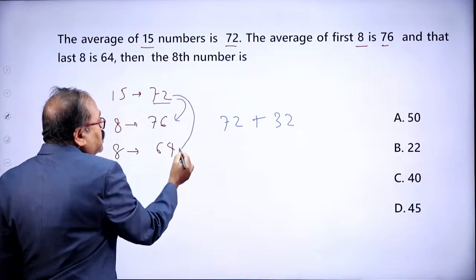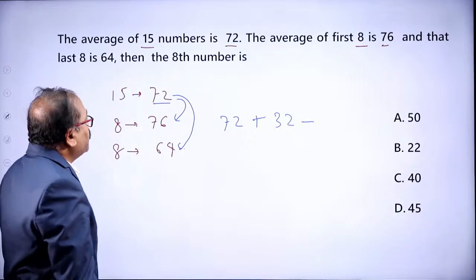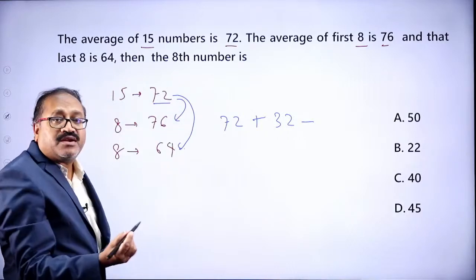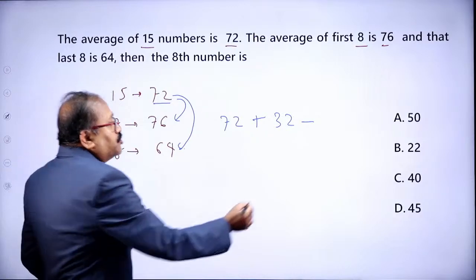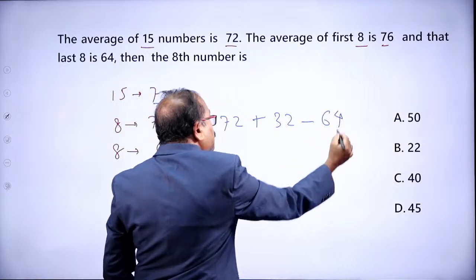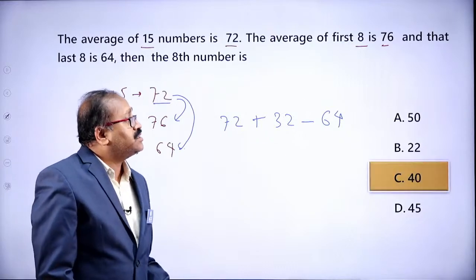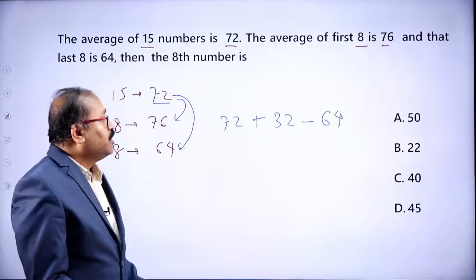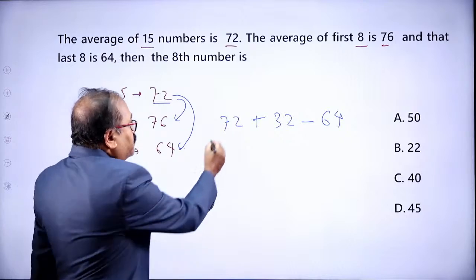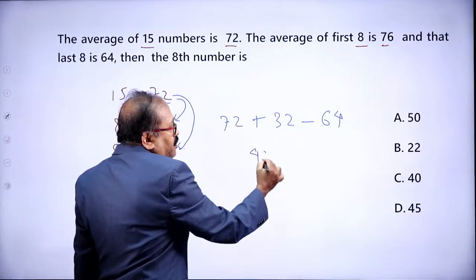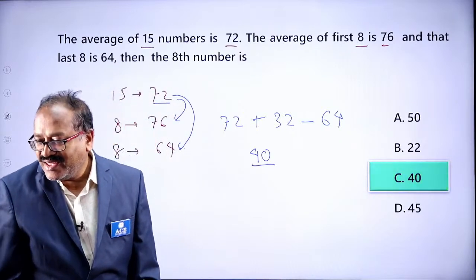Now come to this average. This average is less than this average, therefore minus. And how much minus? This average is how much less? 8 less. For how many numbers? 8 numbers. So 8 into 8 is 64. So the total less is 64. Okay, the 15 seconds is over. So that is plus 32 minus 64, which is minus 32. So from 72, if I take out the 32, you are getting 40 as the answer. Your option choice C.